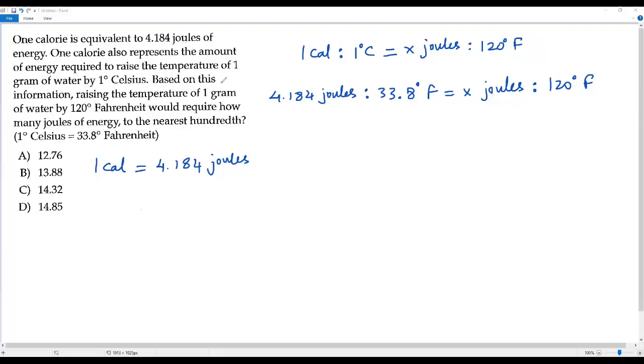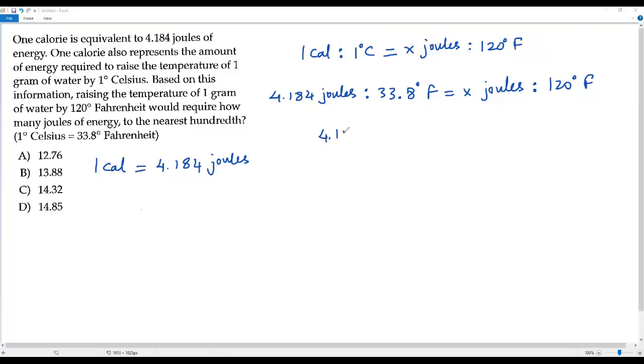Here we have 1 gram of water, so the weight of the water will not matter in the calculation. It will not matter, because in both situations we have the same weight of water. So the weight will not come into the calculation. Now we have the quantities in the same units: energy in joules and temperature in Fahrenheit. In the next step, we can remove the units and write only the numbers in the proportion.